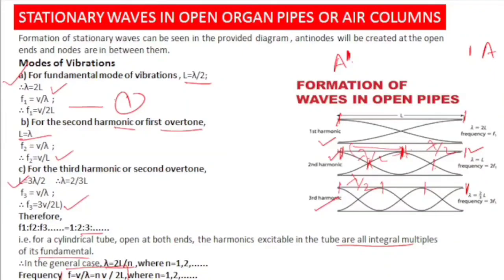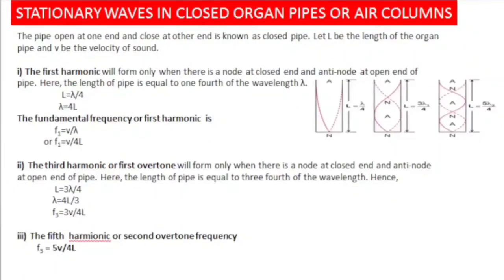And one more last topic of this is how stationary waves are formed in closed organ pipes. Closed organ pipe means one end is open and the other one is closed, right? So at the closed end always a node is formed, at the open end always an antinode is formed, and these are different modes of vibration. In the first mode of vibration, at the open end an antinode is formed and at the closed end a node is formed. The distance between these two is lambda by 4. So L is equal to lambda by 4. Here lambda is 4L, and the first fundamental frequency or first harmonic is V by 4L.